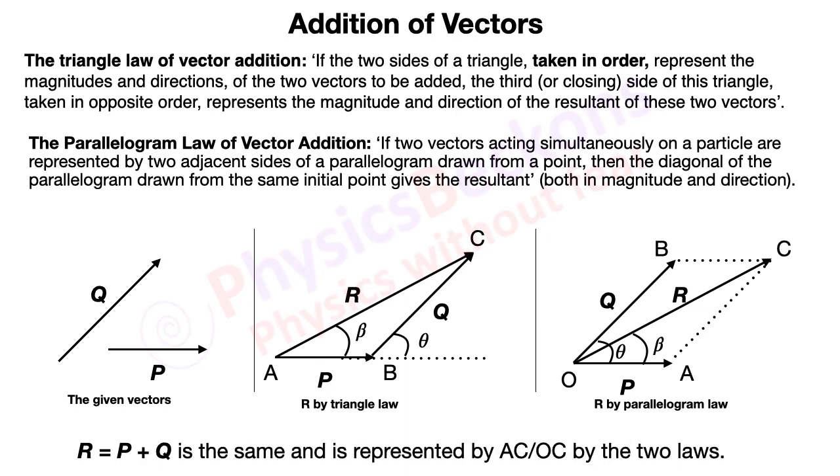R equal to P plus Q is the same and is represented by AC or OC. AC or OC by the two laws. AC by triangle law, OC by parallelogram law. And you can see they have same magnitude and same direction, so they are equal vectors.